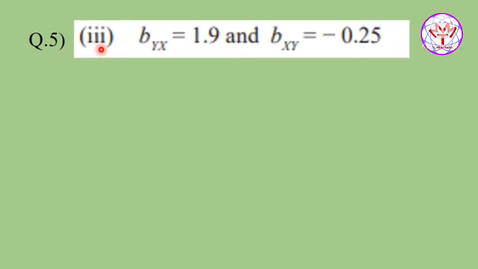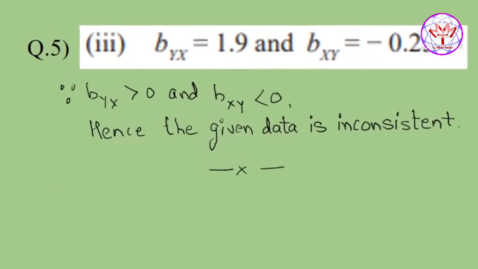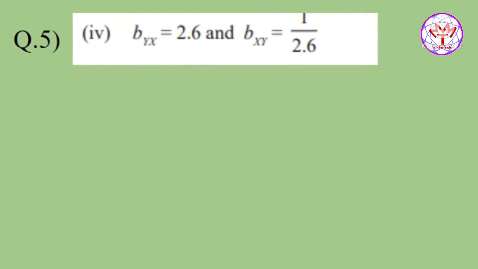Now see the third sub question. Byx is equal to 1.9 and bxy is equal to minus 0.25. Now students, we know that byx and bxy have the same signs. That means either both are positive or both are negative. Over here you can see that byx is positive but bxy is negative. That means the given data is inconsistent. So let's write. So this completes your third sub question. Let's move to the fourth one.